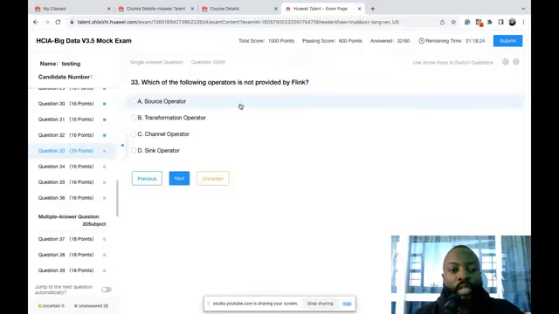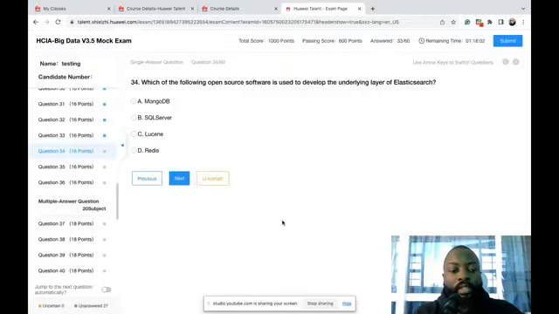Which of the following operators is not provided by Flink? Let's see. Yeah, Flink. We have the source. Yes, we have the transformation, and then we have the sink. So channel is not. Yeah, channel is not. 34. Which of the following open source software is used to develop the underlying layer of Elasticsearch? Oh, that is easy. That is Redis.